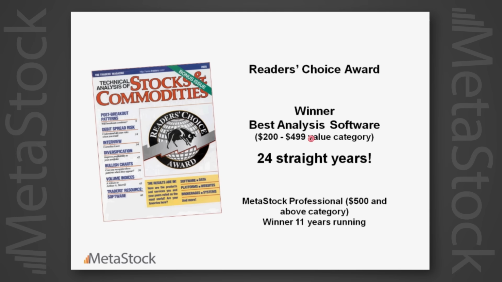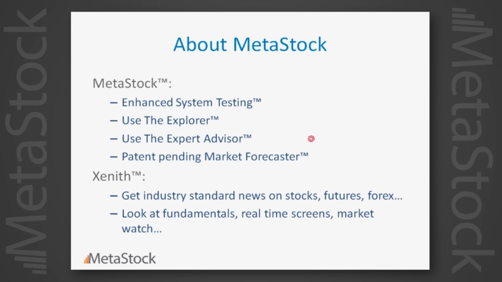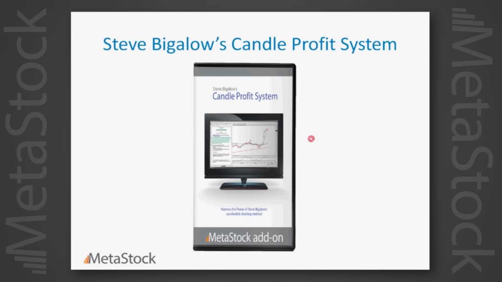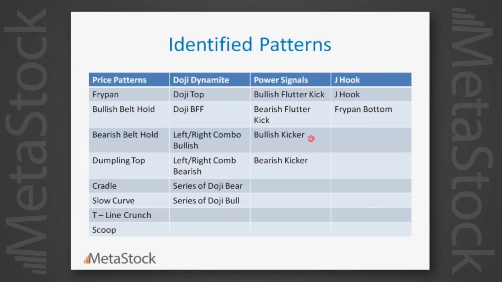And so let's go ahead and get into that. Most of what we're going to be talking about today is how easy it is to find the patterns and how to use the expert advisor and how to get that stuff into your charts. Okay. The product itself, we call it Steve Bigalow's Candle Profit Systems. And these are the patterns that we're identifying, either by scanning or applying them to a chart. I did count them. I think it's about 20-something patterns on there.